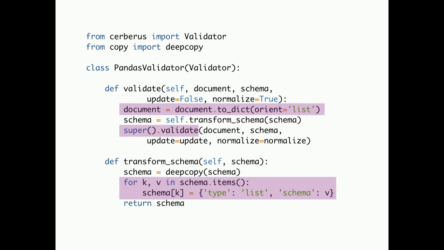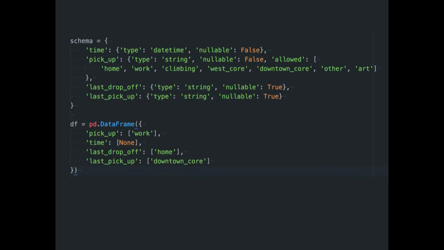At the very end, we call super from it, but we're taking the data frame object, converting it to the dictionary that we need, and then we pass that through the transform schema method, which we create down below, which takes all the bits inside of the schema that we defined and pushes them through to a list. So that looks like this.